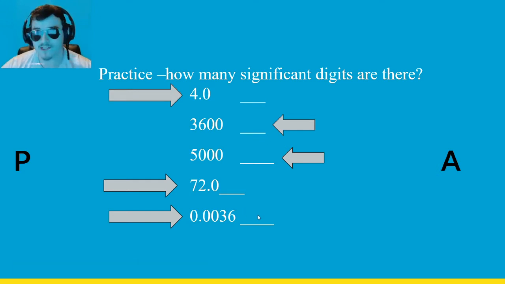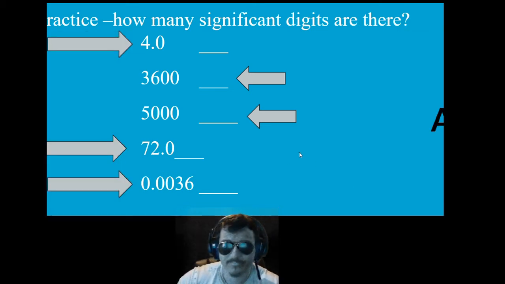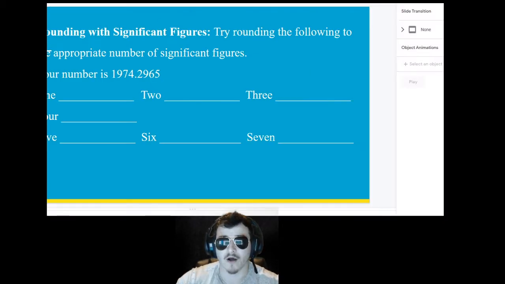So now, let's look at our others. Let's look at our others real fast. Holy moly, what an animation. Duh.